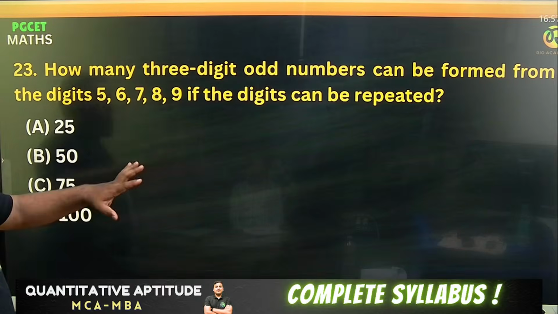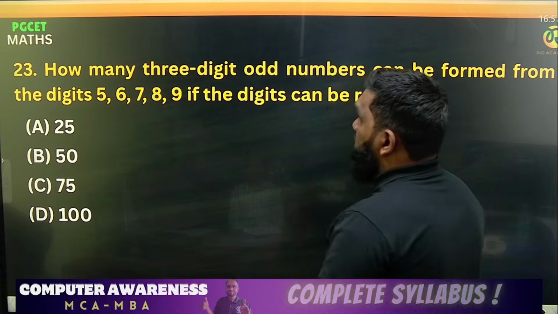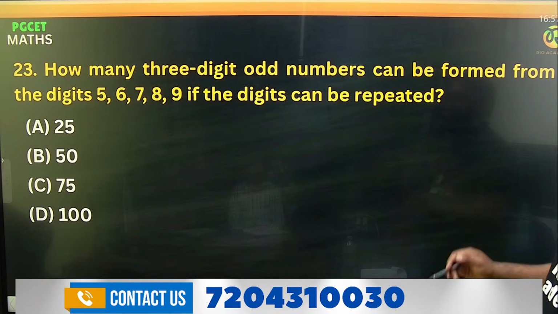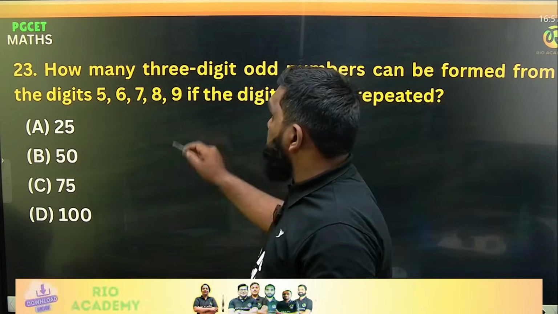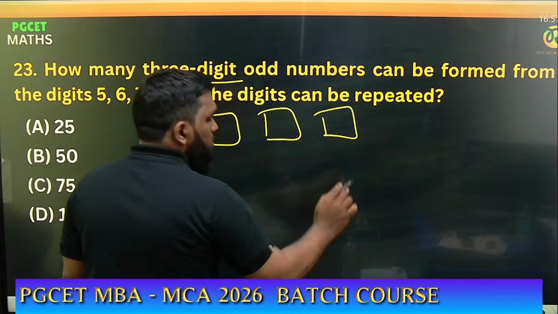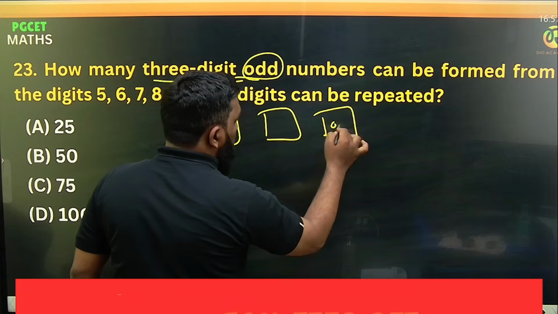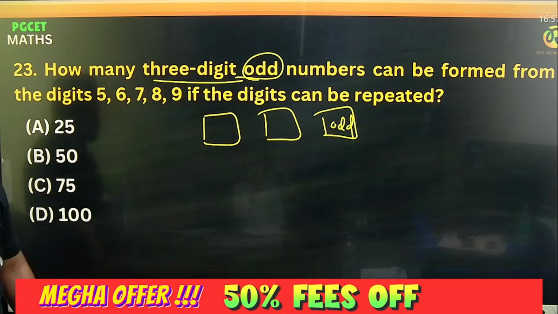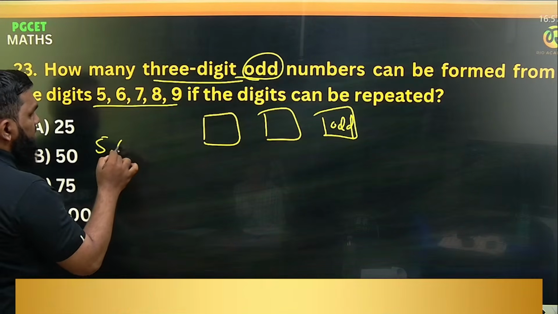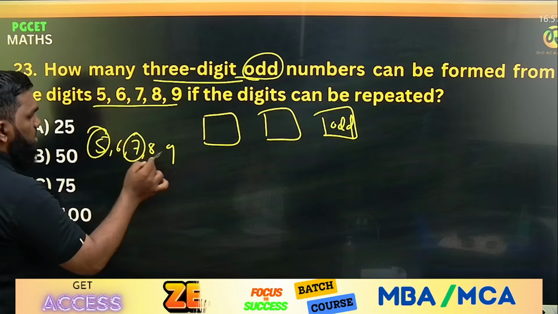Next, a very simple question: how many 3-digit odd numbers can be formed from the digits 5, 6, 7, 8, 9? The digits can be repeated. First, understand the question. For a 3-digit number, I take three boxes. They say the number must be odd, so the result must always be an odd number. Using only the numbers 5, 6, 7, 8, 9. Among these, the odd numbers are 5, 7 and 9.